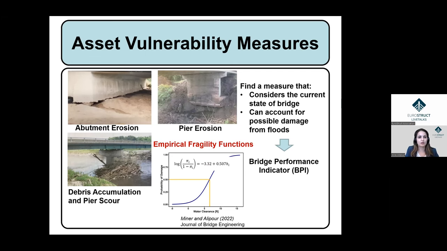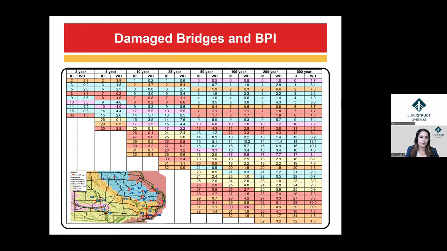So we considered something called the bridge performance indicator, which is basically a combination of the condition state of the bridge, which would be representing the vulnerability of the bridge to the flood event, and it has in it a number of different things, such as the importance of the bridge and also the age of the bridge. So we used that for the vulnerability measure of a target that we used in our bridges. We also noted, from the historical damages, that there are 33 bridges that are very likely to be damaged in these flood events.